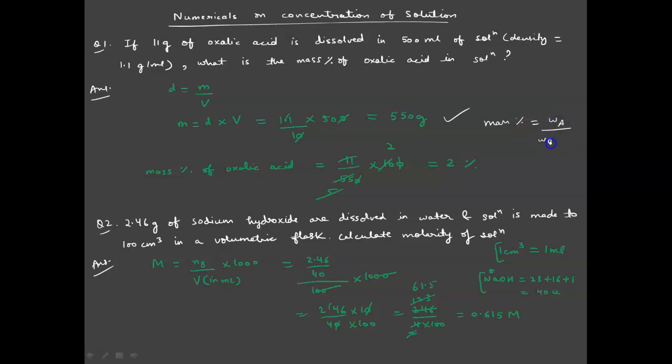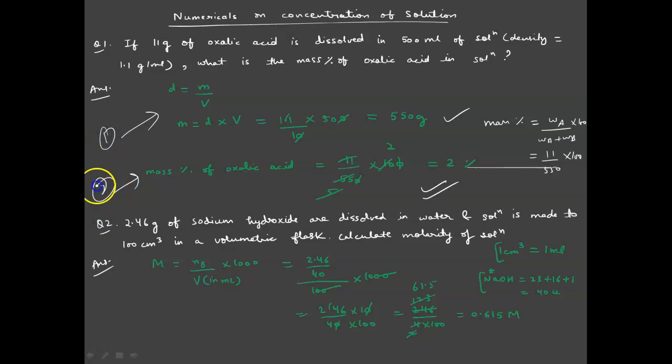WA upon WA plus WB into 100. So here is 11 gram oxalic acid divided by solution 550 total. This is 11 upon 550 into 100. That comes out to be 2%. Similarly, next question is, so this question is based on the application of density formula and mass percentage.